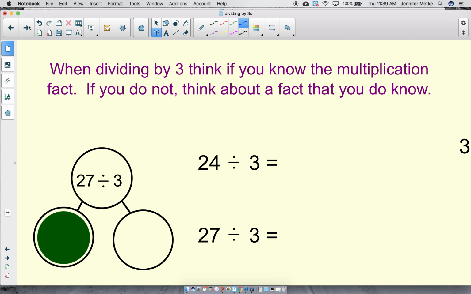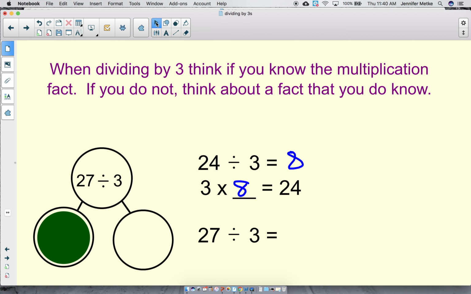Just to review those strategies, when you're dividing by 3, first think about the multiplication fact. So in 24 divided by 3, I'm first going to think 3 times what is 24. And if I already know that 3 times 8 is 24, that means I know that 24 divided by 3 is 8. So it really pays to know your multiplication facts to help you with division.